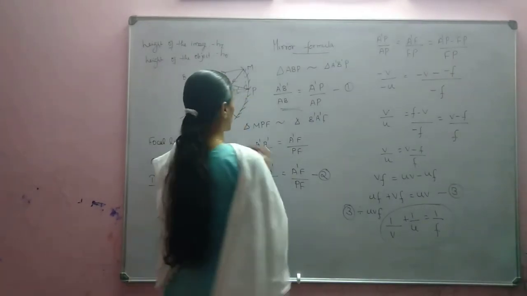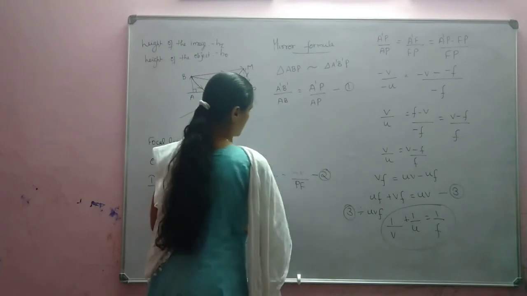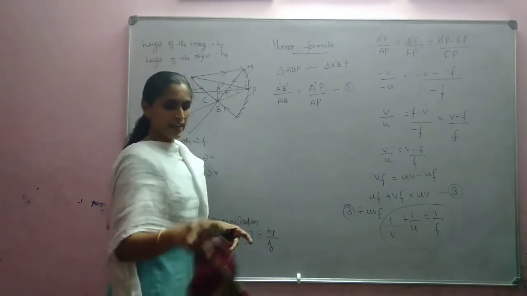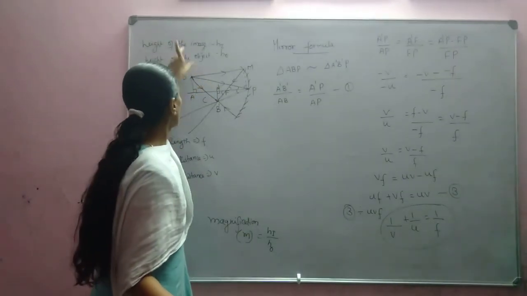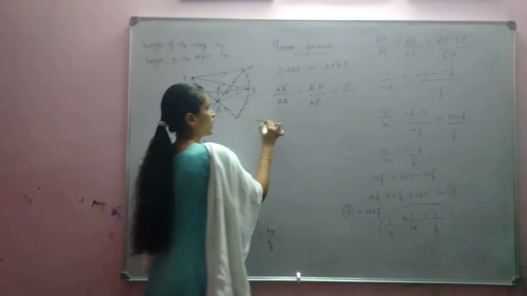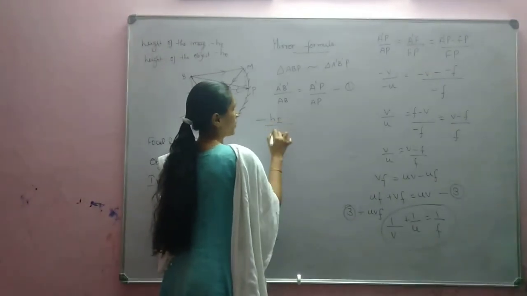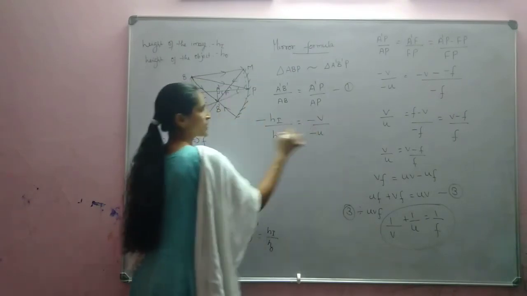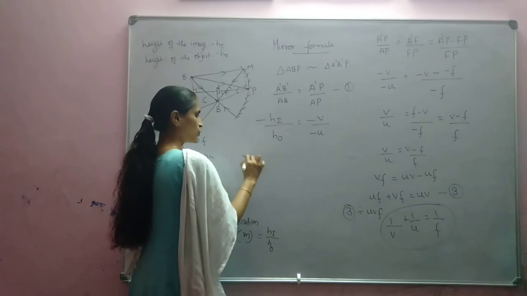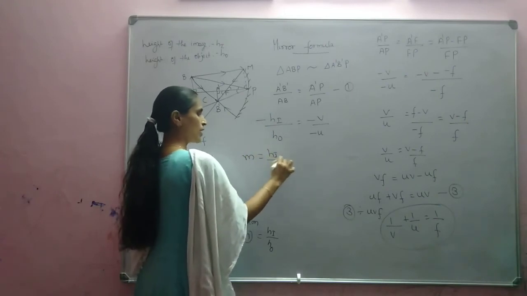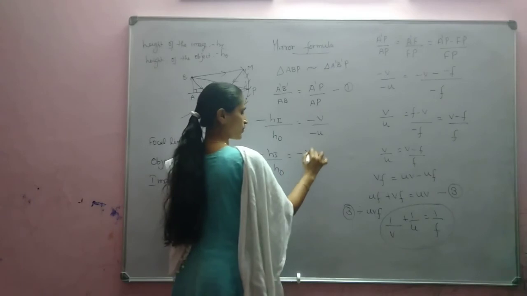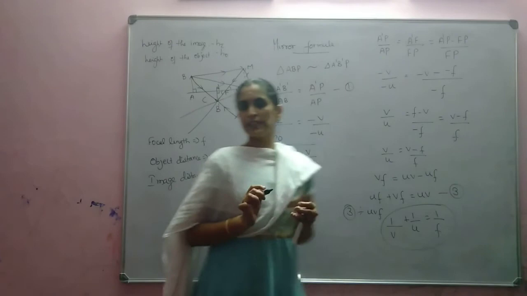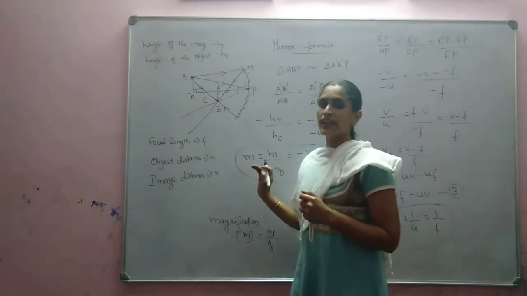How will we get it from this equation? So we can see how we will get. What is A dash B dash? A dash B dash is height of the image. Since it is below, you have to take it as minus. HI by HO is equal to minus V by minus U. This minus will get cancelled, this minus will go there. So you will get magnification is equal to height of the image by height of the object, which is equal to minus V by U. Okay, is it clear? So this is the way of finding magnification.